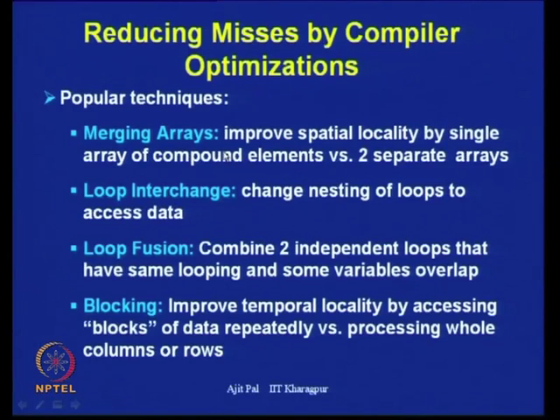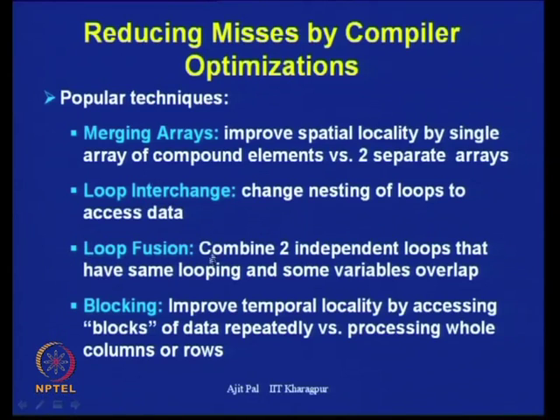Number one is merging arrays. We shall see how we can merge more than one array into one, and that will improve spatial locality by a simple array of compound elements versus two separate arrays, that we shall discuss in detail. Second is loop interchange, by changing nesting of loops to access data. So, there will be no change in the number of instructions to be executed, simply by changing the order of the nesting of loops, we will be able to reduce the misses, and essentially that will reduce the conflict misses.